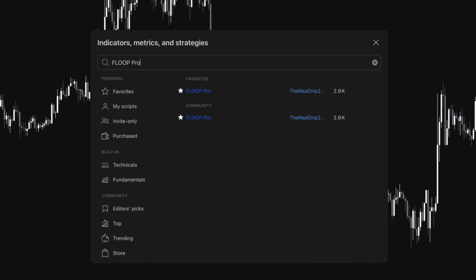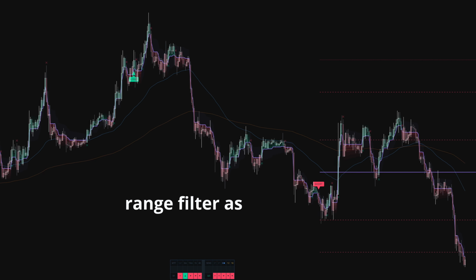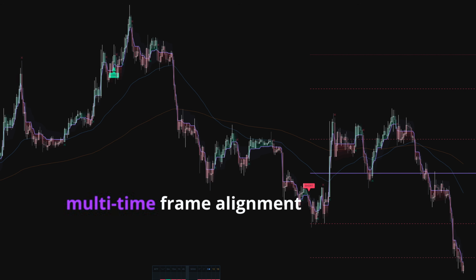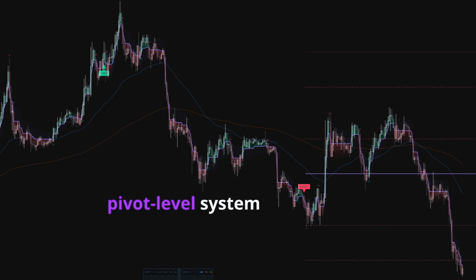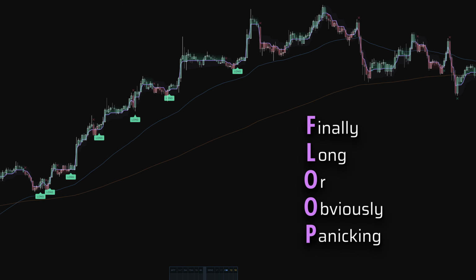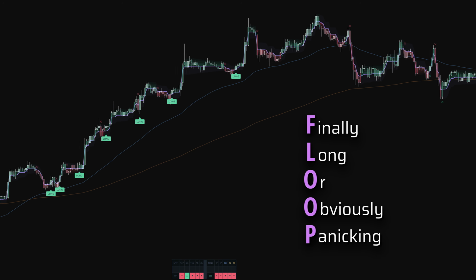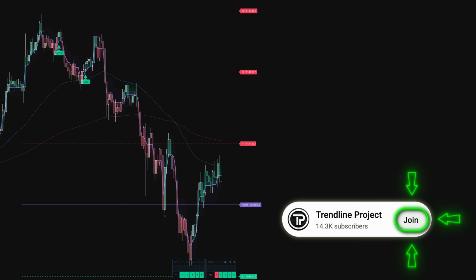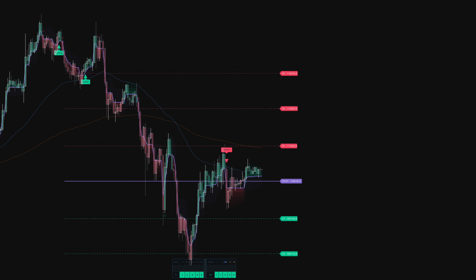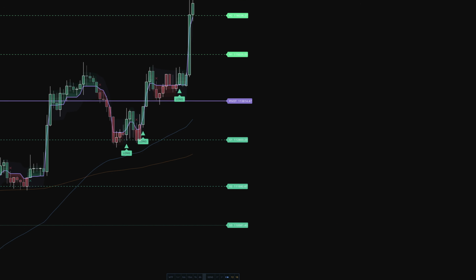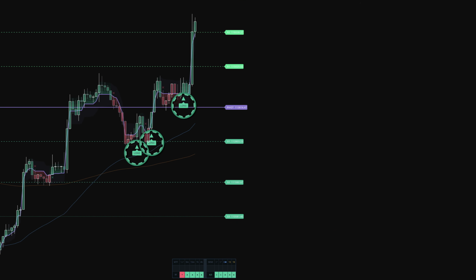Loop Pro, created by the Real Drip to Rip, is a trend-following signal indicator built around a range filter as its core detection engine, layered with multiple confluence checks, multi-time frame alignment, and an optional pivot level system. The name stands for finally long or obviously panicking, which at least tells you something about the intended audience. The range filter calculates an ATR-based threshold, scaled by a sensitivity input, then trails price by that amount in whichever direction it is moving. When the filter changes direction, a raw signal fires.